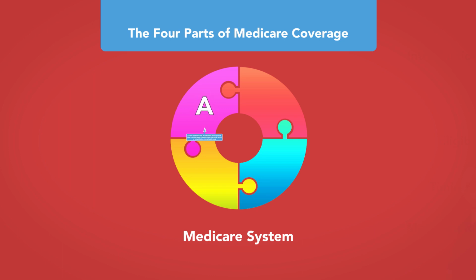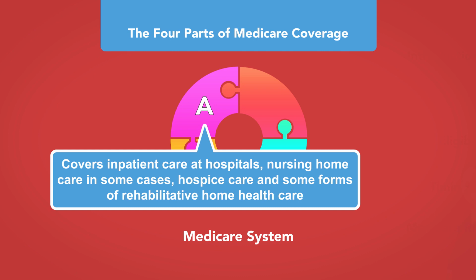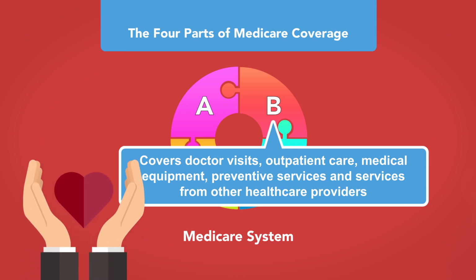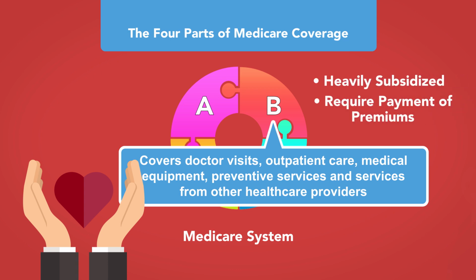Medicare Part A covers inpatient care at hospitals, nursing home care in some cases, hospice care, and some forms of rehabilitative home care. Part A is sometimes referred to as hospital insurance. Part A is free for most eligible retirees. Medicare Part B covers doctor visits, outpatient care, medical equipment, preventive services, and services from other healthcare providers. Part B covers what we generally think of as being covered by health insurance. Medicare under Part B is heavily subsidized, but does require the payment of premiums, which vary based on income.